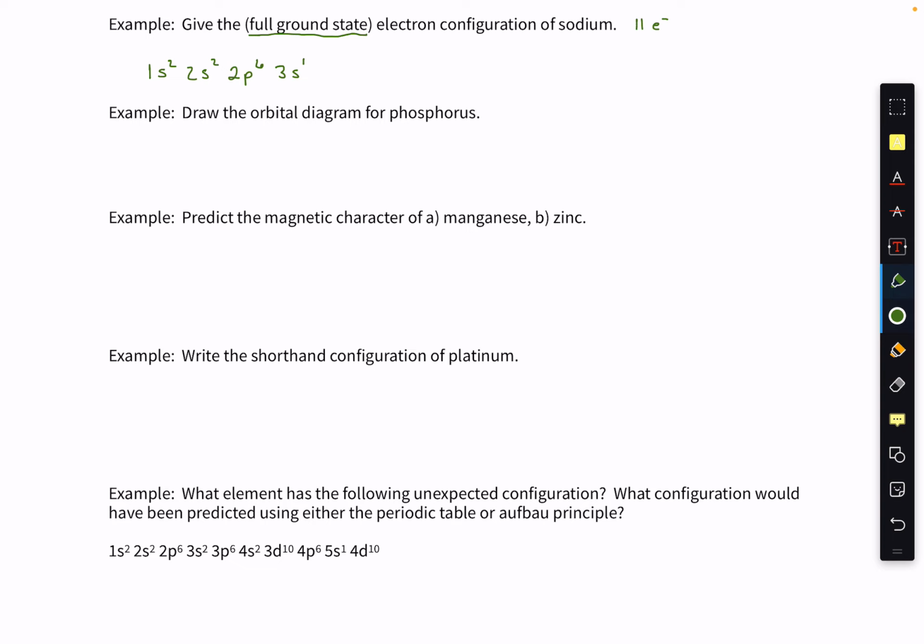But this represents the lowest energy that a sodium atom can have. This represents its ground state.